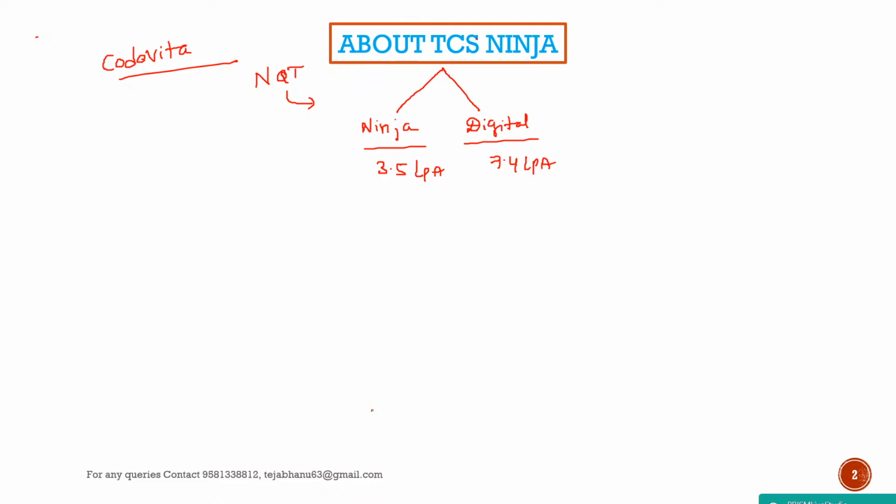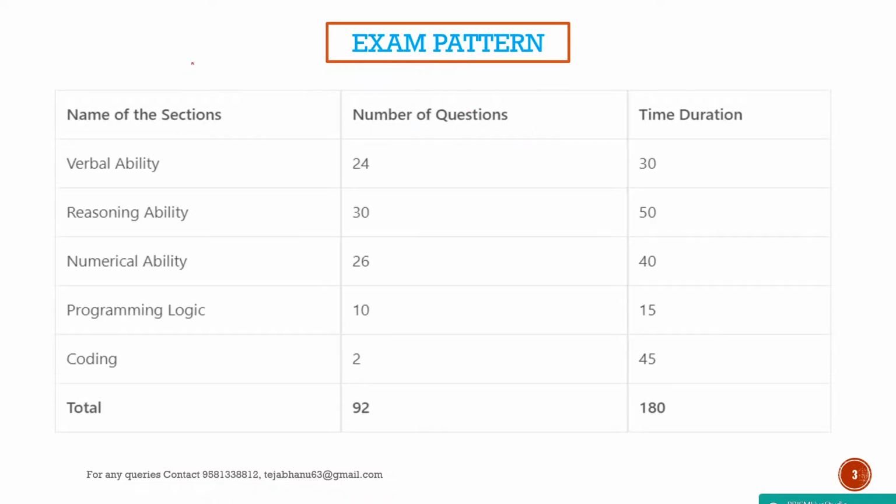As I told you before, TCS is going to recruit for two roles. One is Ninja with a package of 3.5 lakhs per annum, and the other one is Digital with a package of 7.4 lakhs per annum. Apart from Code Beta, TCS Code Beta. Now, we are going to concentrate on TCS Ninja first. See, the exam pattern is like this.